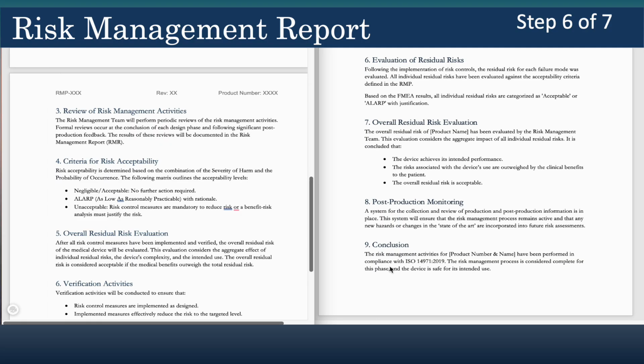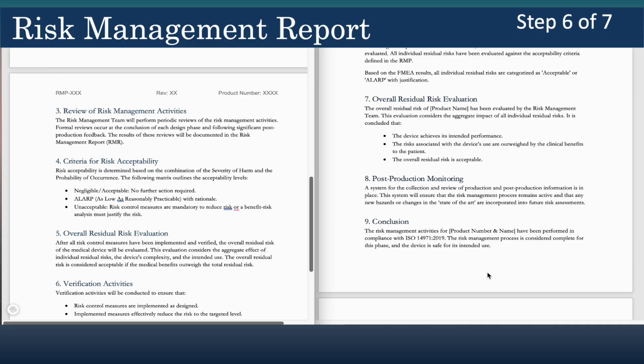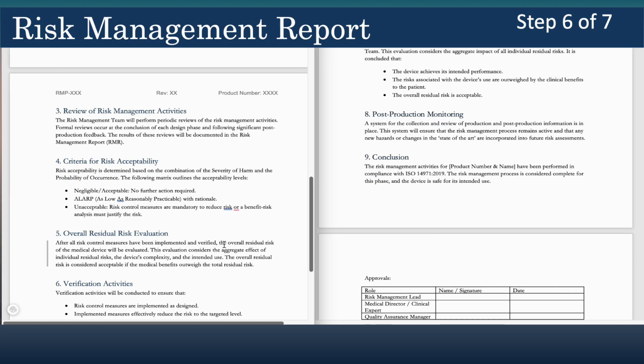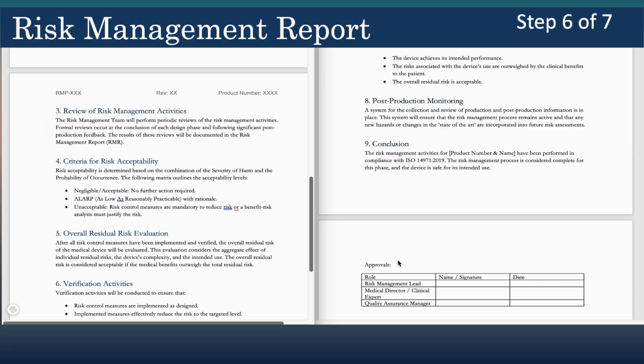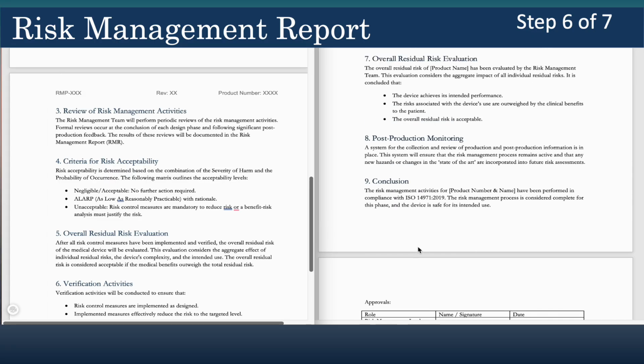And finally, there has to be a conclusion. So what is the conclusion? Is it complete? Then conclude, the risk management process is considered complete for this phase and the device is safe for its intended use. And both risk management plan and the risk management report needs to be approved.